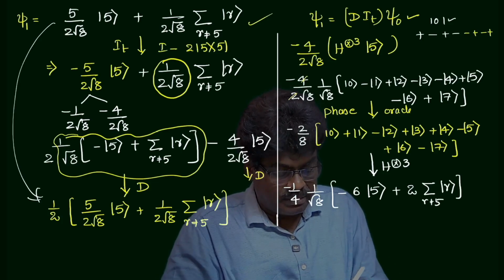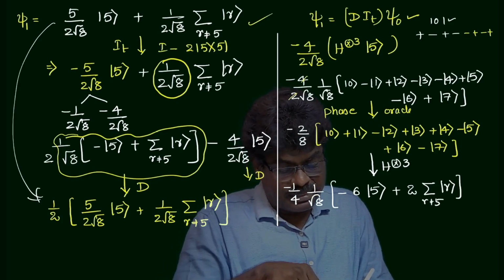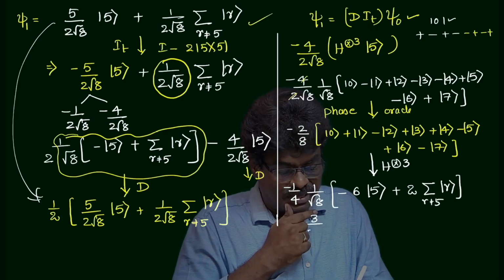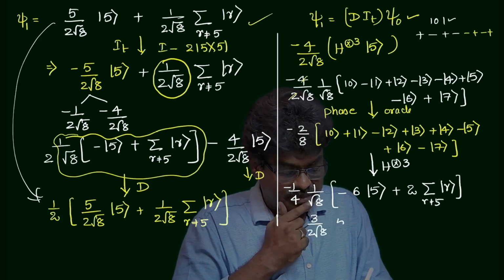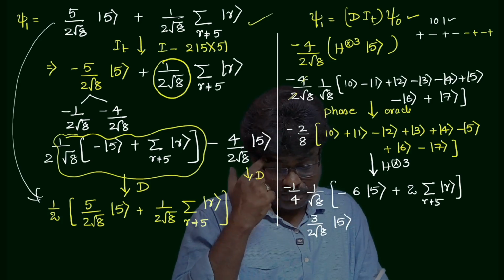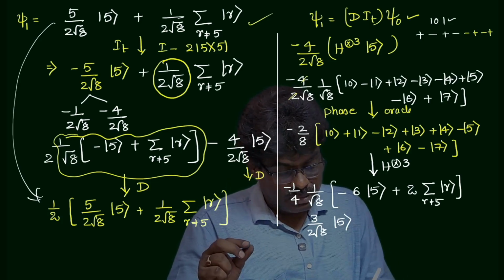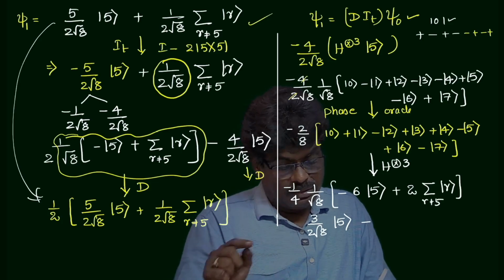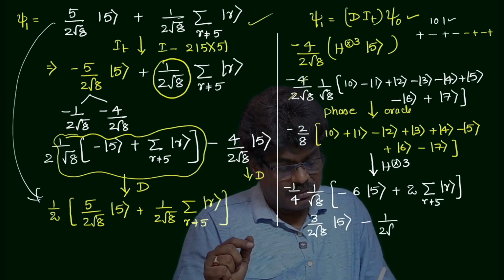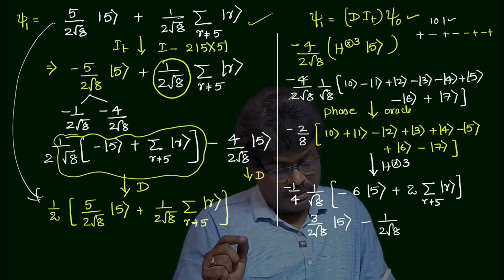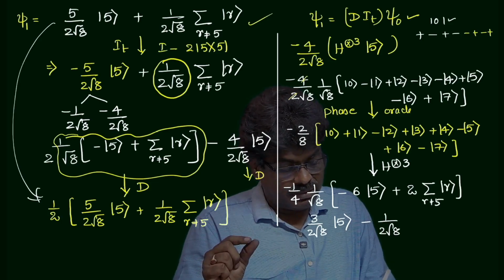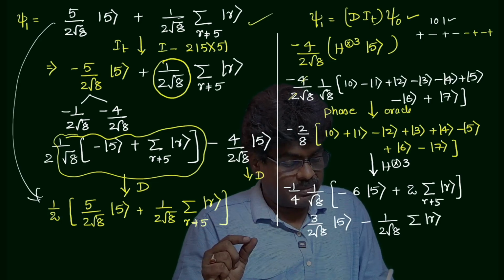Now please multiply this. This is nothing but 6 by 4, which is 3 by 2 root 8, 5, and minus this 2 gets cancelled, 1 over 2 root 8, and this is remaining.